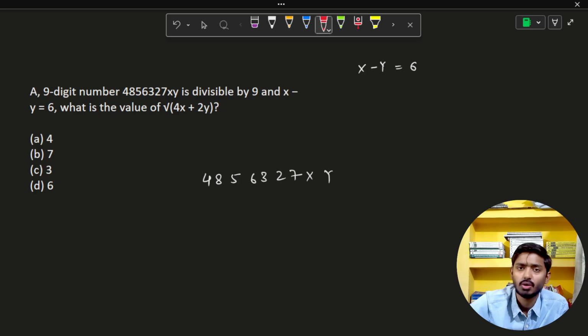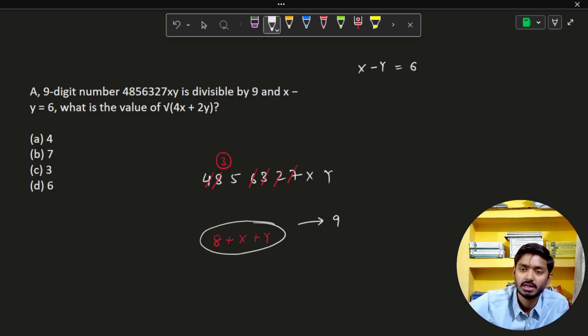The divisibility test for 9 works the same as in 3 but uses a multiple of 9. 6 and 3 get cancelled, that is 9. 7 and 2 make 9, which gets cancelled. This is 12. If we take the remainder from 12, we get 3. So that is going to be 3 left. 3 plus 5 is 8. 8 plus x plus y. Now, 8 plus x plus y needs to be divisible by 9.